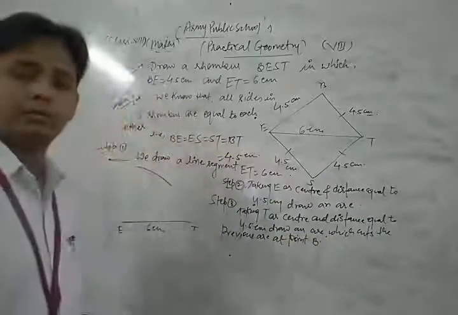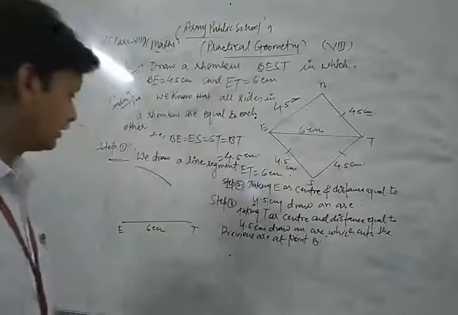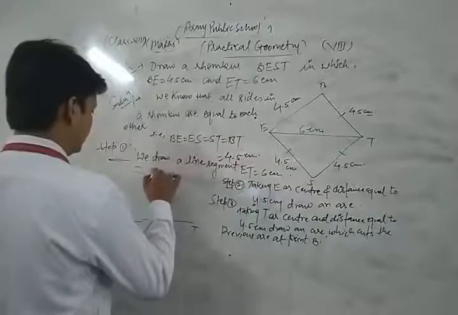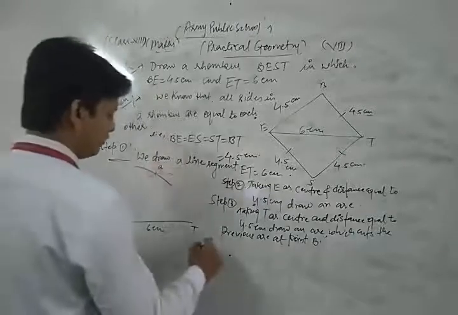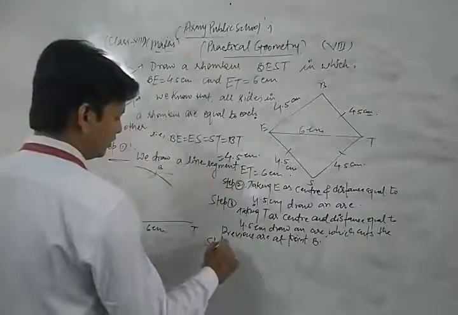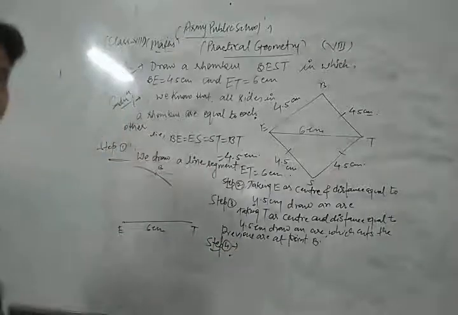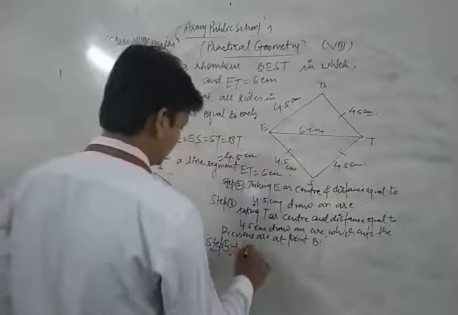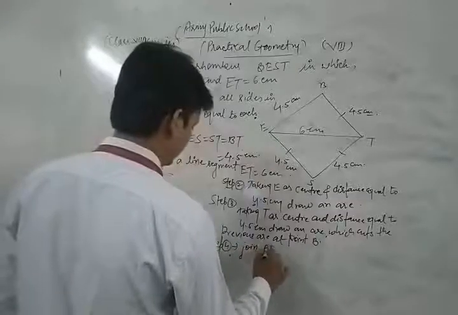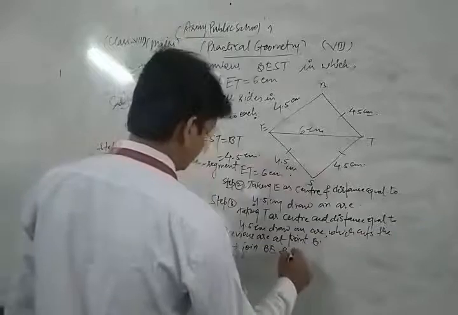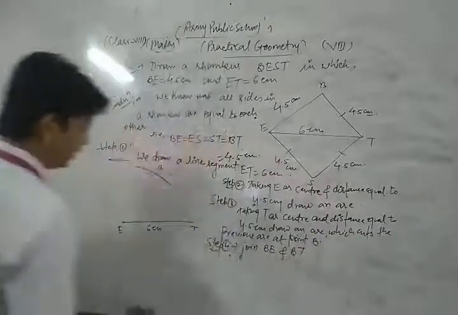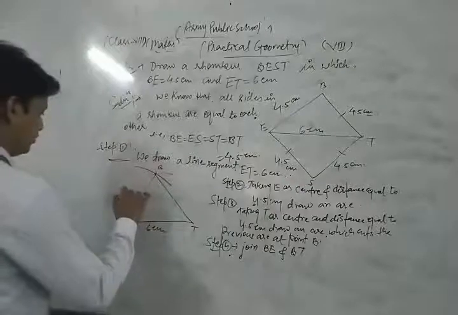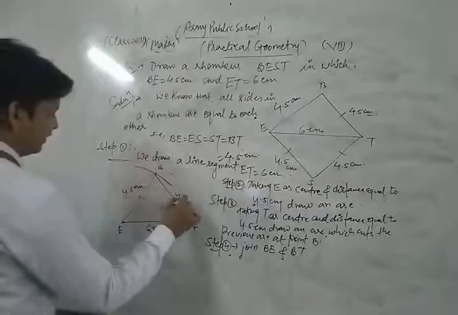At point B, which cuts the previous arc at point B. So let's see. Here we cut the previous arc at point B. Now in next step 4, we join B and BT. Okay, now let's see. B and BT are each equal to 4.5 centimeter.